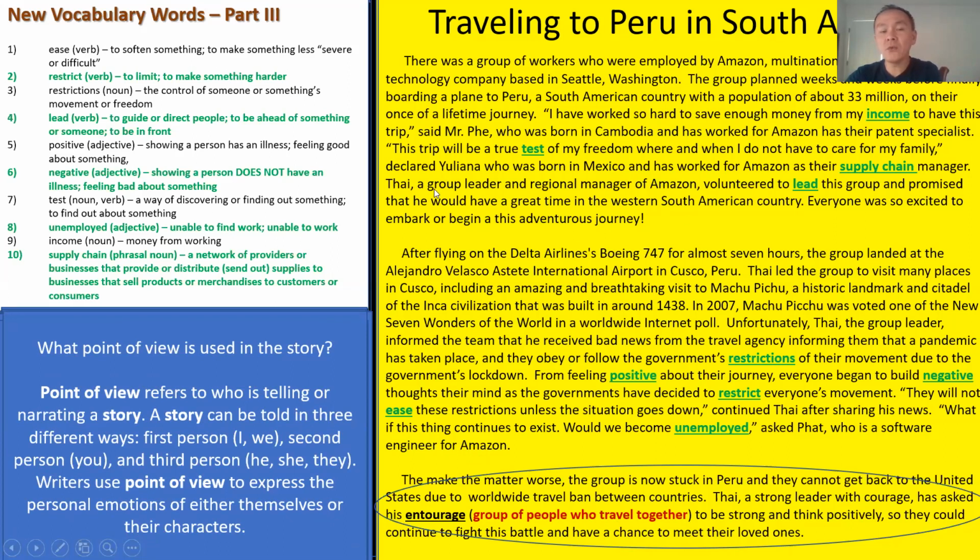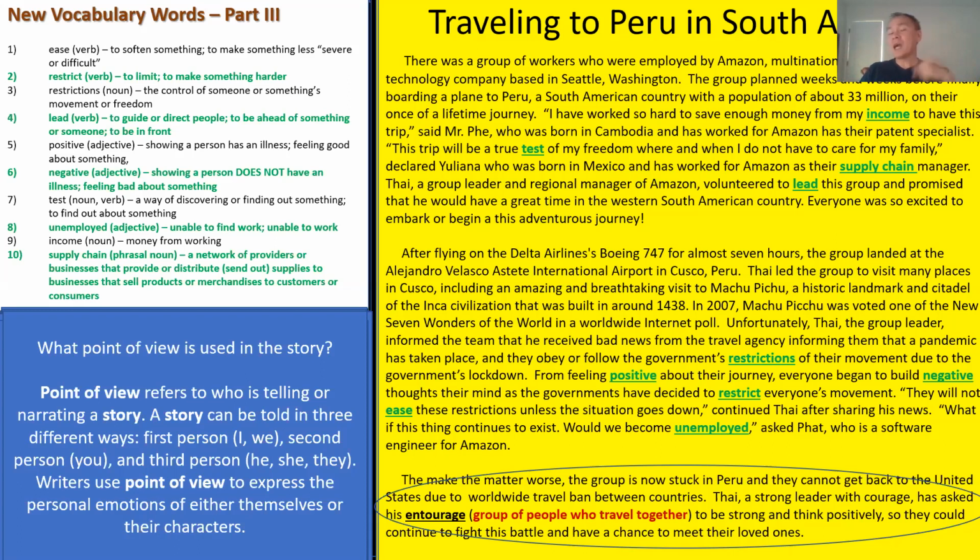So what point of view does the narrator, does the author, use to tell a story? So when people decide to write a story, he or she decides to say, well, am I going to tell a story about me? Or am I going to tell a story about someone else? Or am I going to write a story to tell you how to do something? This is called the point of view. So the point of view can be the first person, second person, or third person.